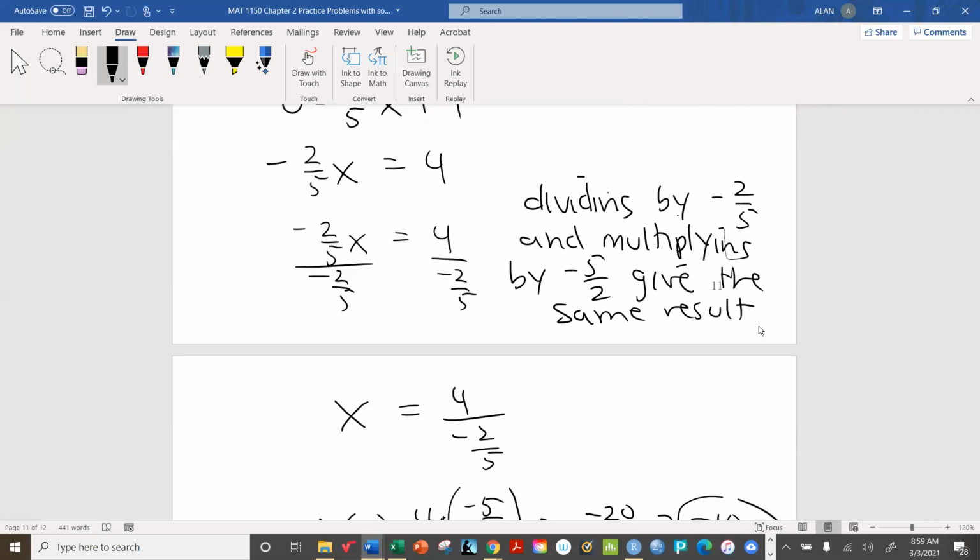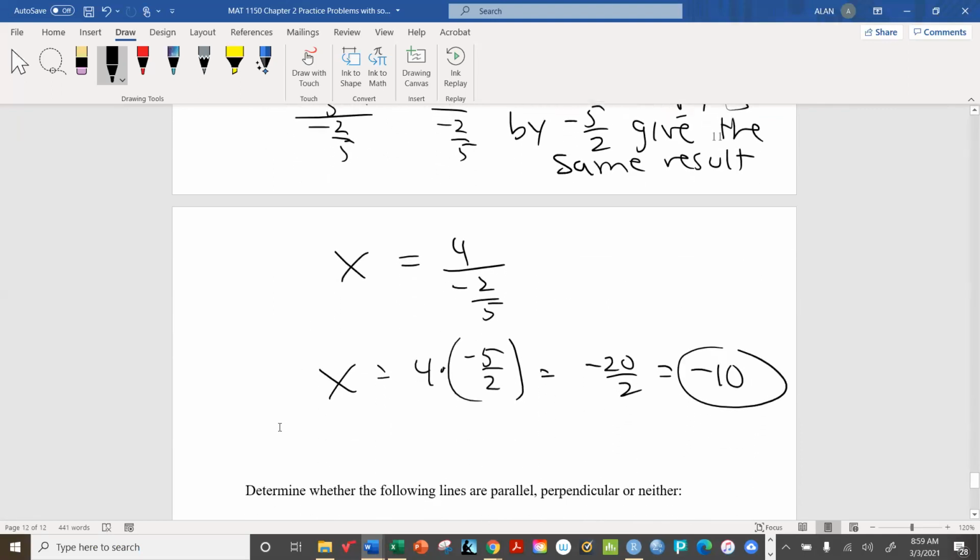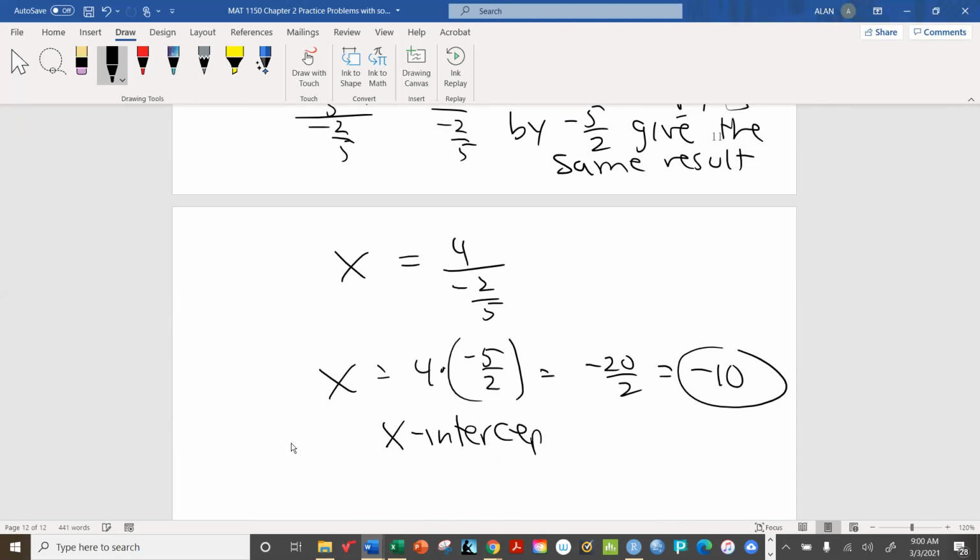It might have been a little cleaner to multiply both sides by negative 5/2, but we'll end up with the same result anyway. And so x is negative 10. And so therefore, of course, our conclusion is that the x-intercept is negative 10.